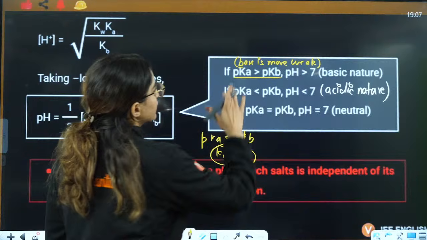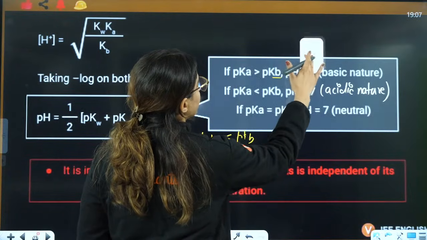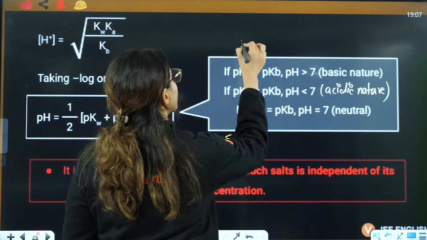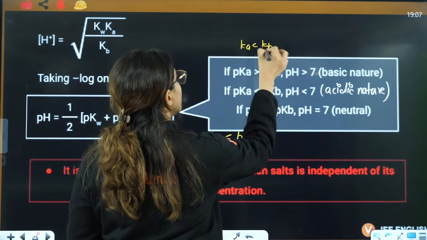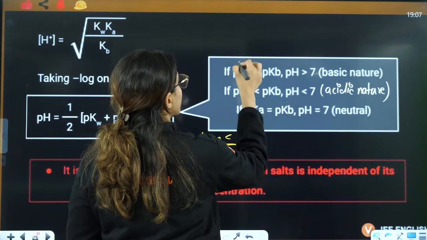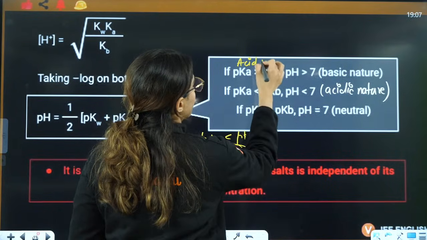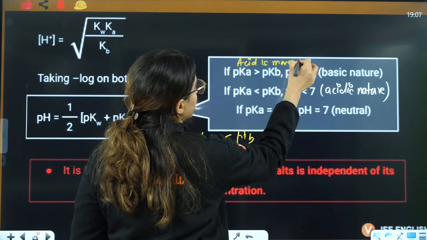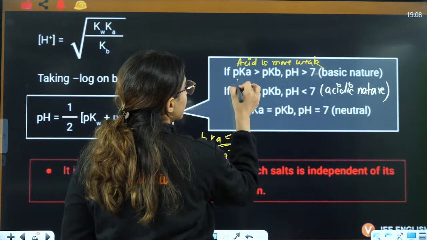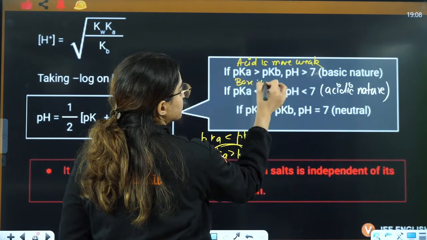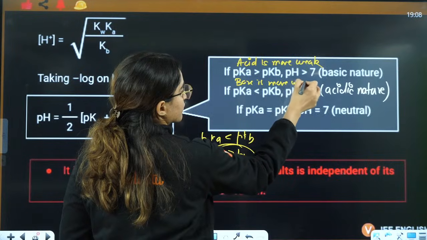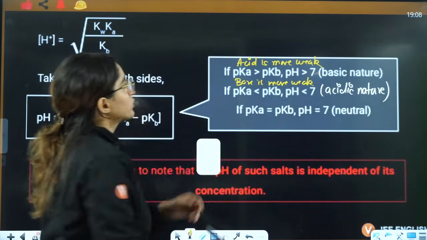Wait a minute, have I written the opposite? Yes. In this case, if Ka is less than Kb, the acid part is more weak. My bad, acid is more weak. Here the base is more weak. Here both are equal.